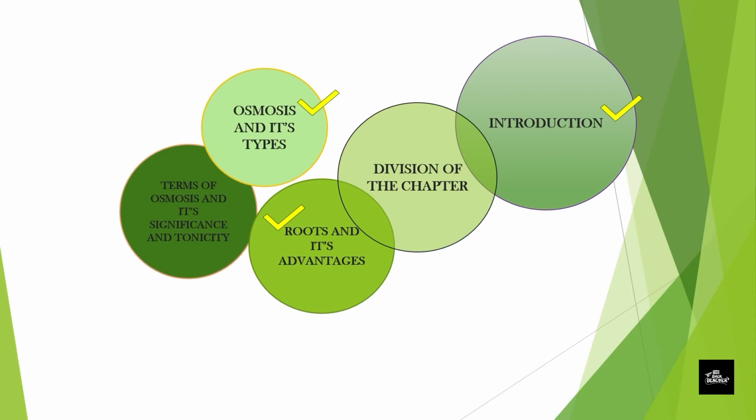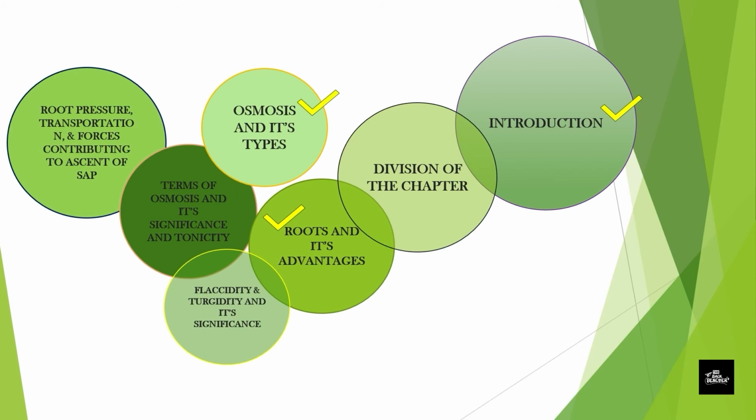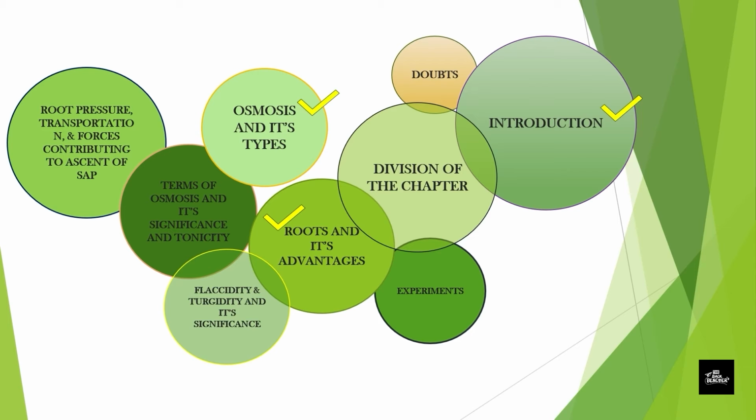First was the introductory part, which we have already finished. Second was the roots and their advantages, which is also done. And third was osmosis and its types. In today's session, we will be discussing terms of osmosis, its significance and tonicity. And then these are the rest of the portions which will be done accordingly.